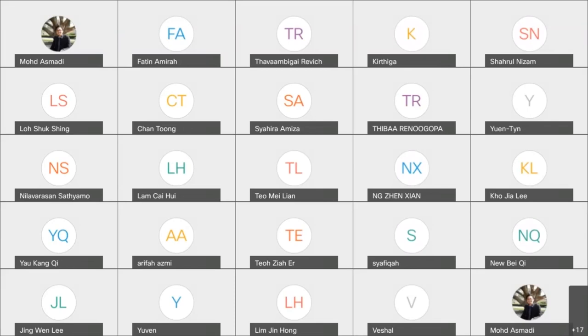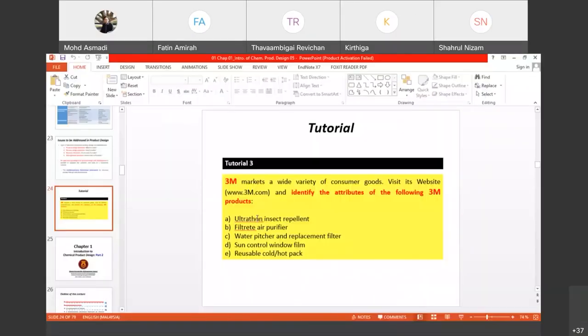Okay, use this Jamboard. Visit the 3M site. Then you share it there, okay? The attributes. Any student can choose any of these products, either the water pitcher or the replacement filter, so you can choose.